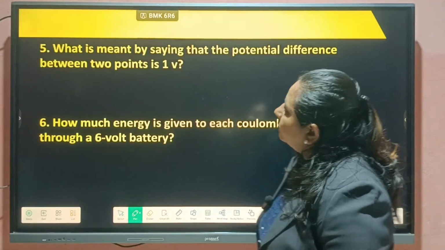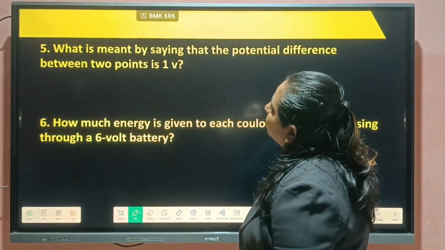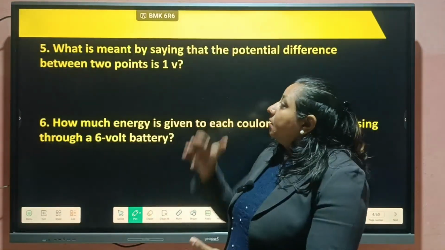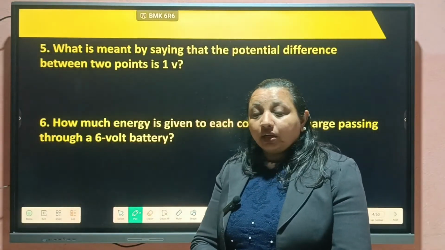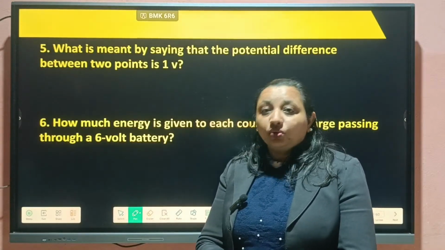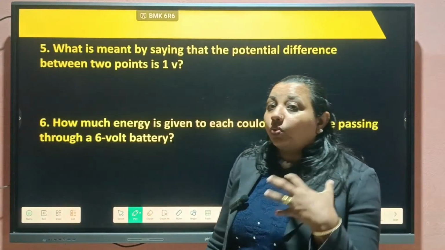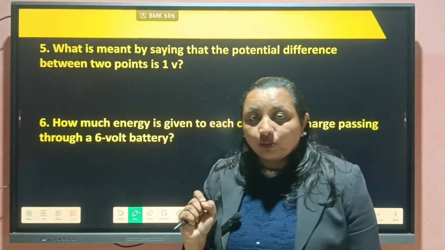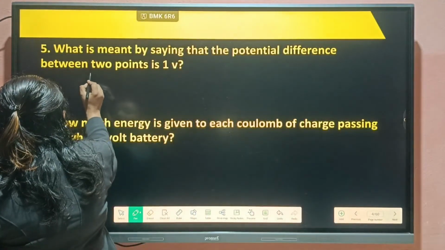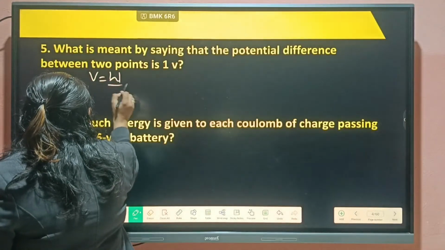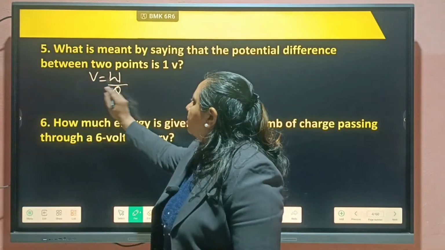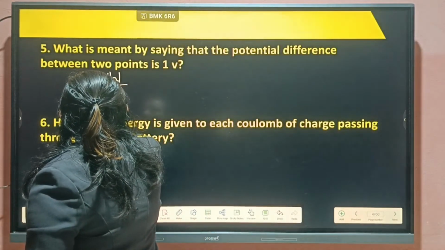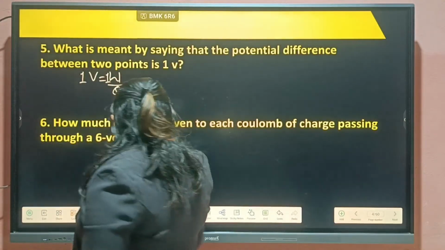Next we have, what is meant by saying that the potential difference between 2 points is 1 volt? Any physical quantity's 1 unit can be asked, like define 1 volt of potential difference, or define 1 ohm of resistance, or define 1 joule of work done. So how do you define that 1? Put the unit, that means 1, in their respective formulas. The formula for potential difference is work done to move unit positive charge. That is, potential is equal to work done per unit charge. So 1 volt is equal to 1 work done, that means 1 joule.